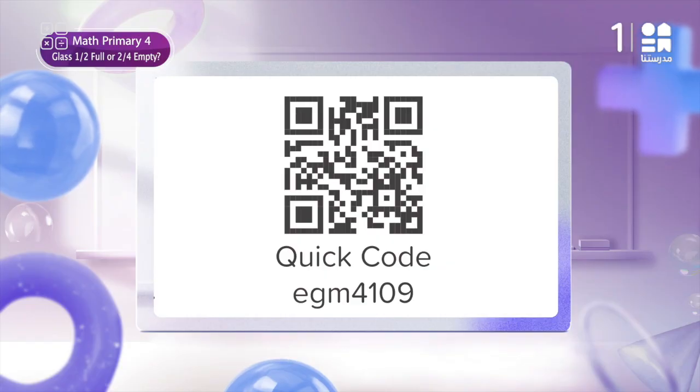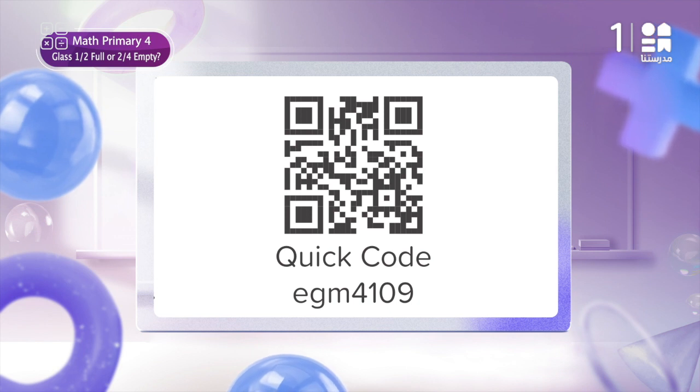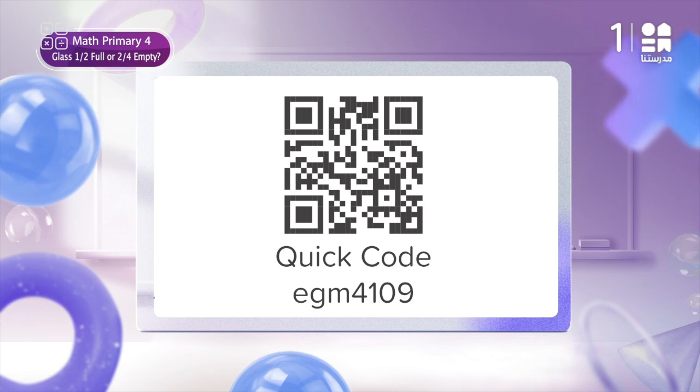Okay, and now at the end of our lesson today, we learned equivalent fractions and how to represent them with models. If you want to practice more and more, you can scan the code shown here on the screen, which will direct you to the digital copy of your math textbook on the Egyptian Knowledge Bank to check your understanding.